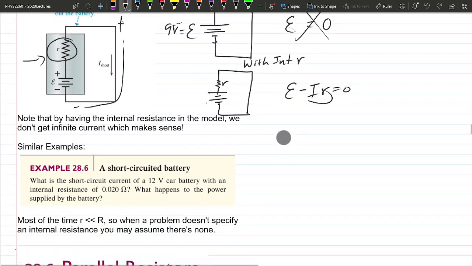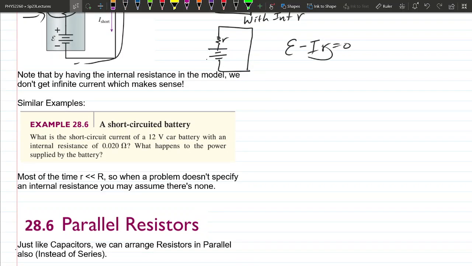So there are some examples in this textbook, and I suggest you go over that. And as I stated, most of the time, the internal resistance is going to be much smaller than the external resistance, so it doesn't affect the circuit that much, but you should account for that if they are similar to each other. So there'll be certain problems that will say this battery has a certain internal resistance, and there's certain problems that just say, oh, this is a battery, and it doesn't tell you what the internal resistance is.